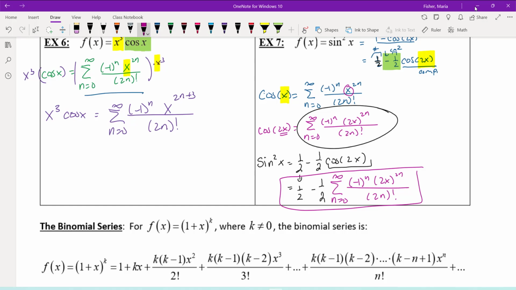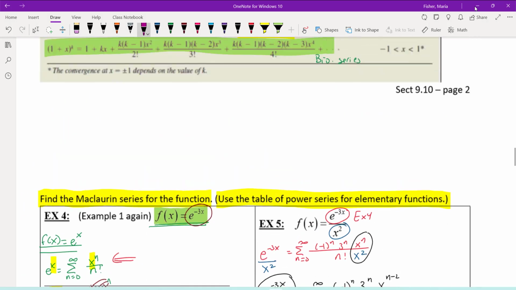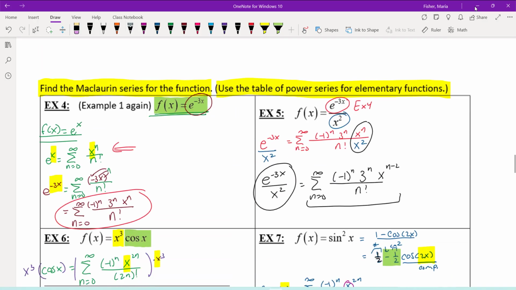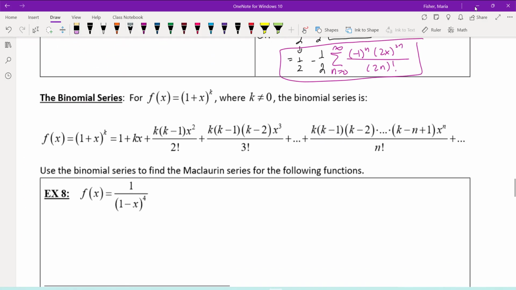The last thing that we're going to look at in this section is the binomial series. Now the binomial series is also listed right here. Let's learn how to use it so that we can find our series. The binomial series says that if you have a function and that function is 1 plus x raised to the k power where k doesn't equal 0, then the binomial series is this expansion.